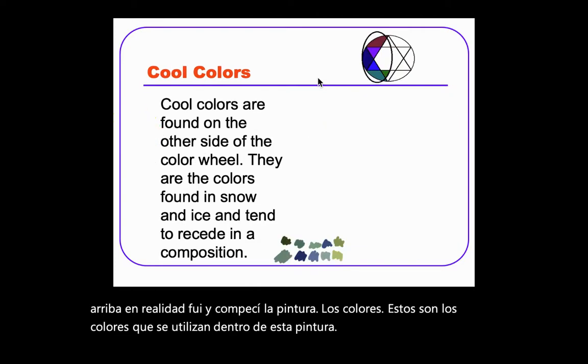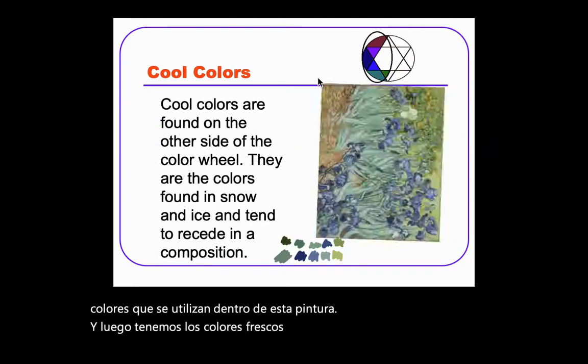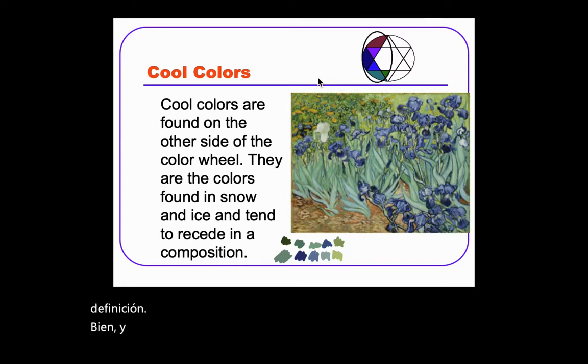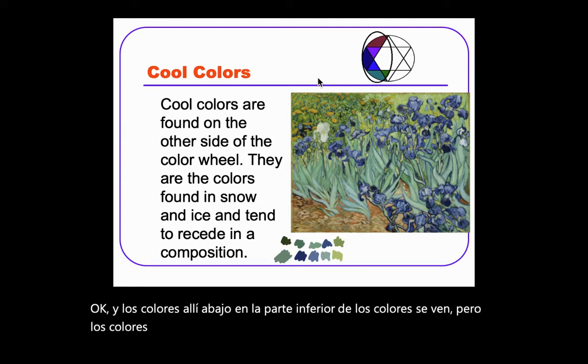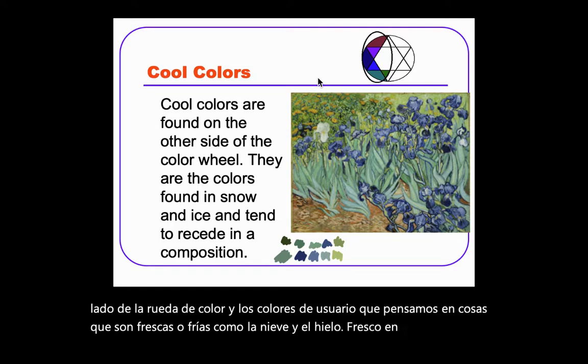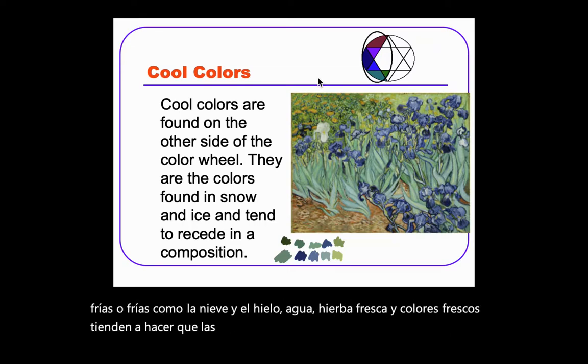And then we have the cool colors. Again, you do need to copy the entire definition. Okay, and the colors down there at the bottom are the colors that are swatched, but cool colors are colors that are found on the other side of the color wheel, and these are colors that we think of when we think of things that are cool or cold, like snow and ice, water, cool grass. Okay, and cool colors tend to make things recede or go back in a composition, so they'll make them look like they're further away when we're talking about the use of space.